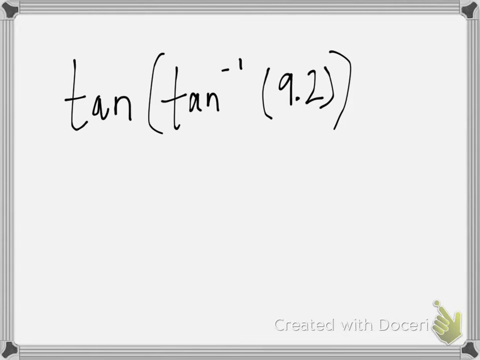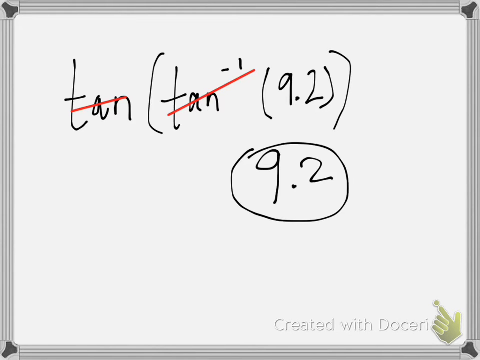So when you see this, just remember that rule that we talked about in class. Those are going to cancel out. These will cancel out, and your answer will be 9.2. If it's negative, then it would have been -9.2. So those are a lot easier than you think.